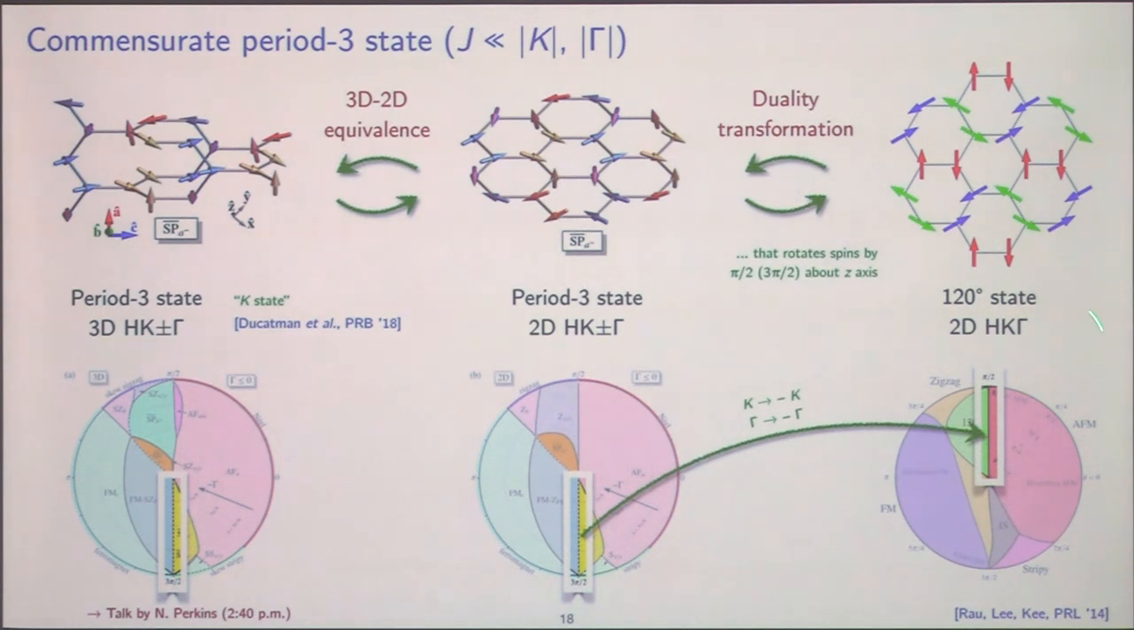And that is now really the Heisenberg-Kitaev plus gamma model without any alternating sign structure. So via this duality transformation, we can map this counter-rotating spiral state of the Heisenberg-Kitaev plus minus gamma model to the 120-degree state of the Heisenberg-Kitaev gamma model. So in this guise, this experimentally observed state is something like a twisted version of the 120-degree state. Okay?